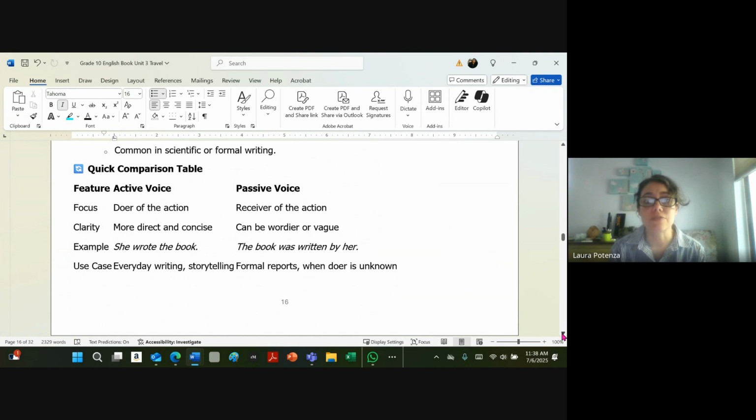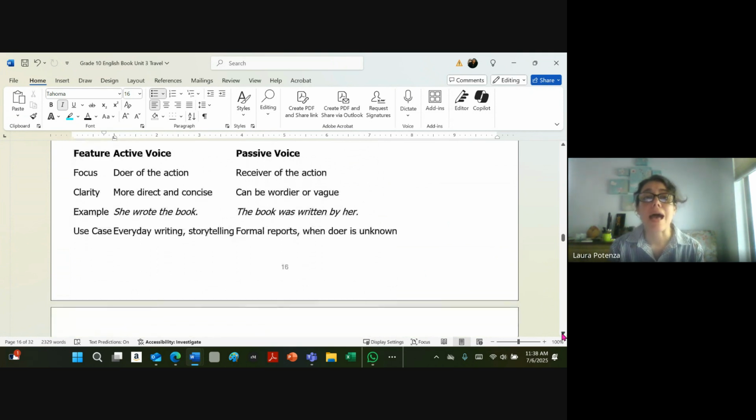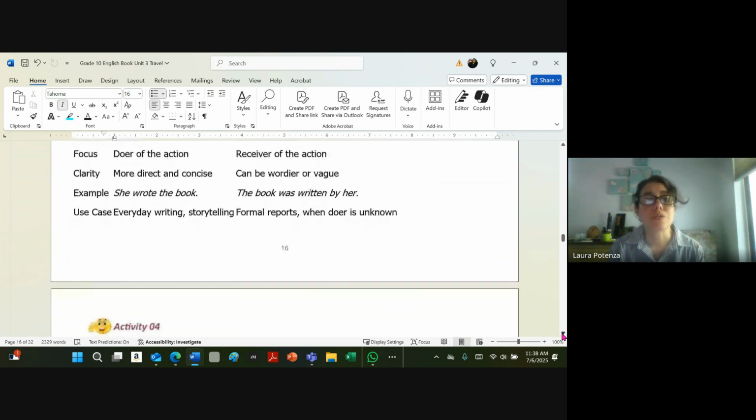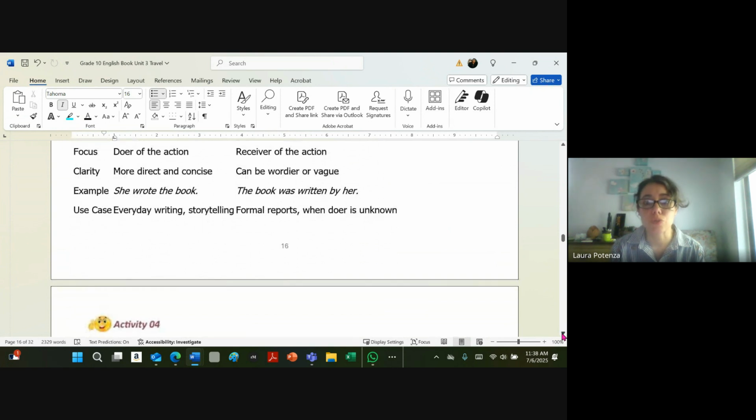Clarity, active is more direct and concise. Passive, it can be wordier or vague. Active example, she wrote the book. Passive, the book was written by her. So use case, everyday writing, storytelling, formal reports when doer is unknown.